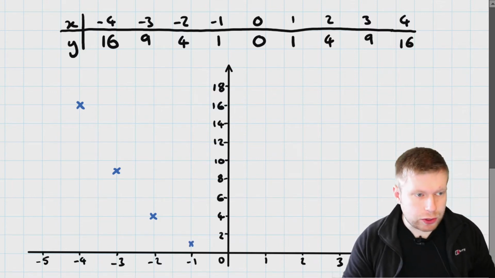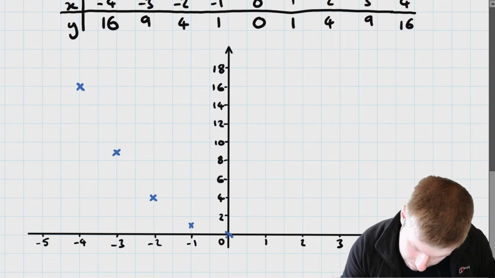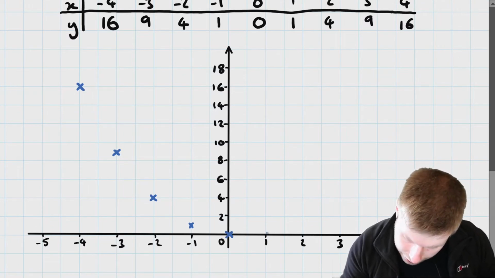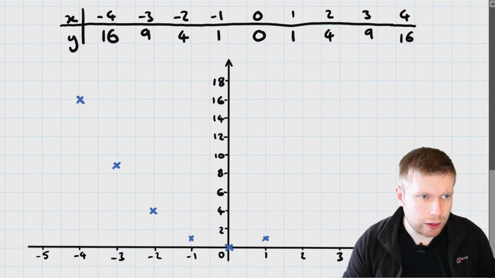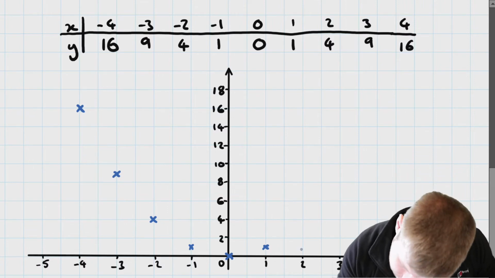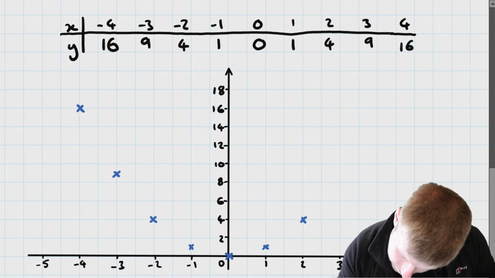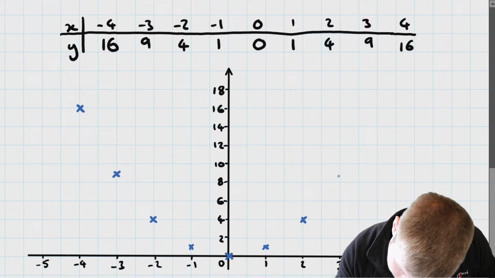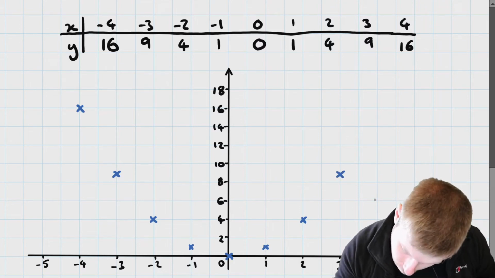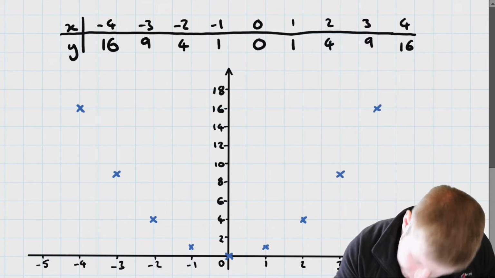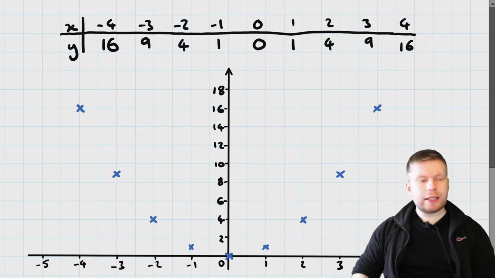Then I'm going to have 0, 0, okay, so that one's going to be there. Then I'm going to have 1, 1, that's the next one, so that's going to go there. Then I'm going to have 2, 4, so 2, 4, that's going to be there. And then 3, 9, that one's going to be there. And then 4 and 16. Okay, good. So now I've got all my values. I just need to join them all together.